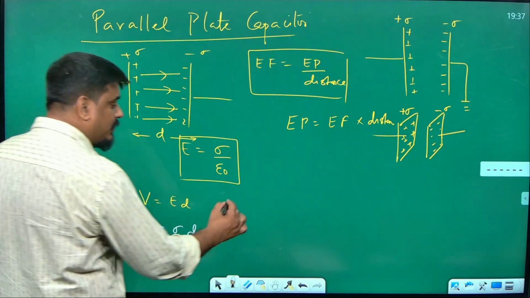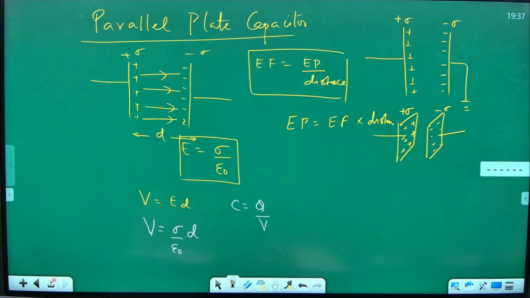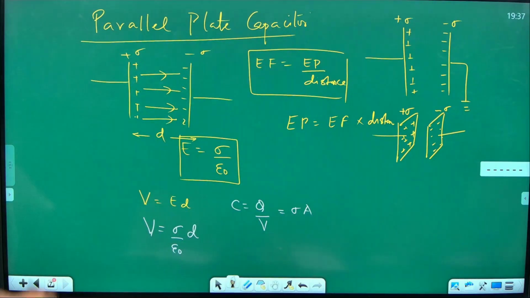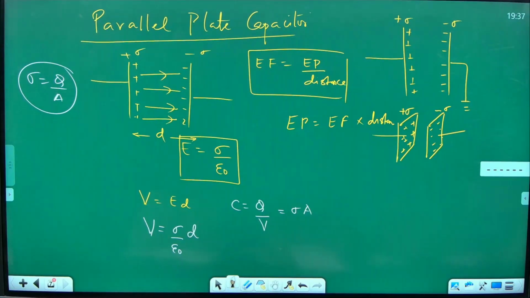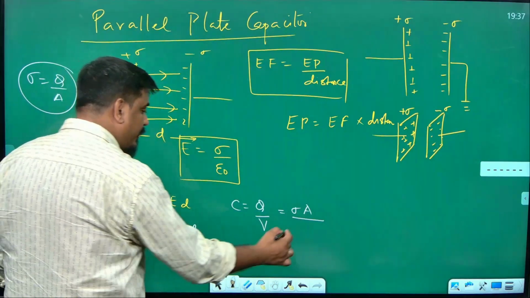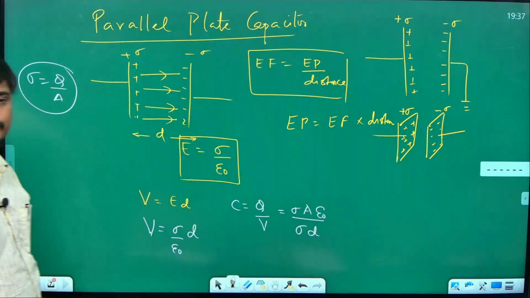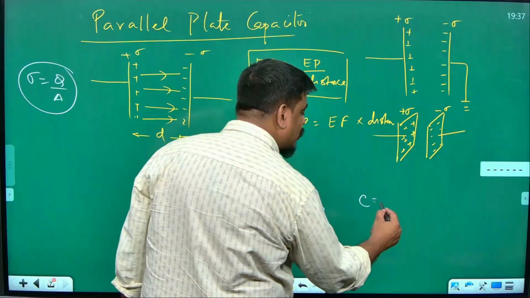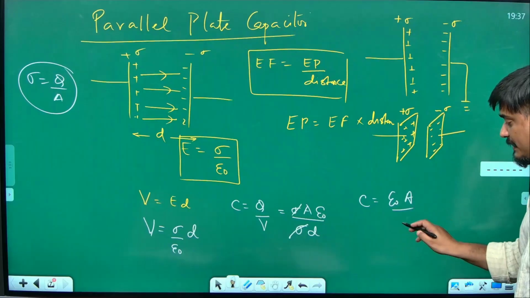In the previous class we learned capacitance is equal to charge per unit voltage. So can I write charge as sigma into A, because sigma is equal to Q by A? This is the formula of sigma. Sigma is surface charge density, which means charge per unit area. So charge will become sigma into A divided by V. V will become sigma into d, and epsilon naught will go above. Do you agree? Sigma, sigma gets cancelled. You get the capacitance of a parallel plate capacitor as epsilon naught A by d.